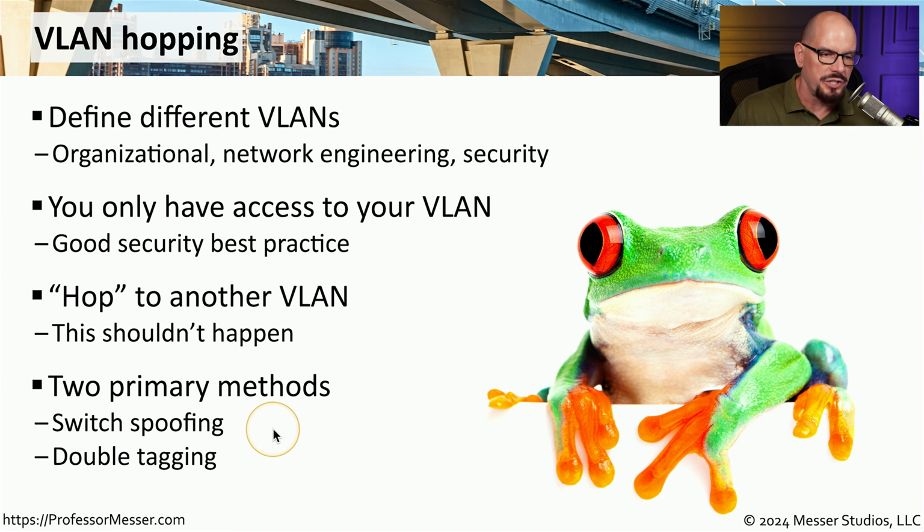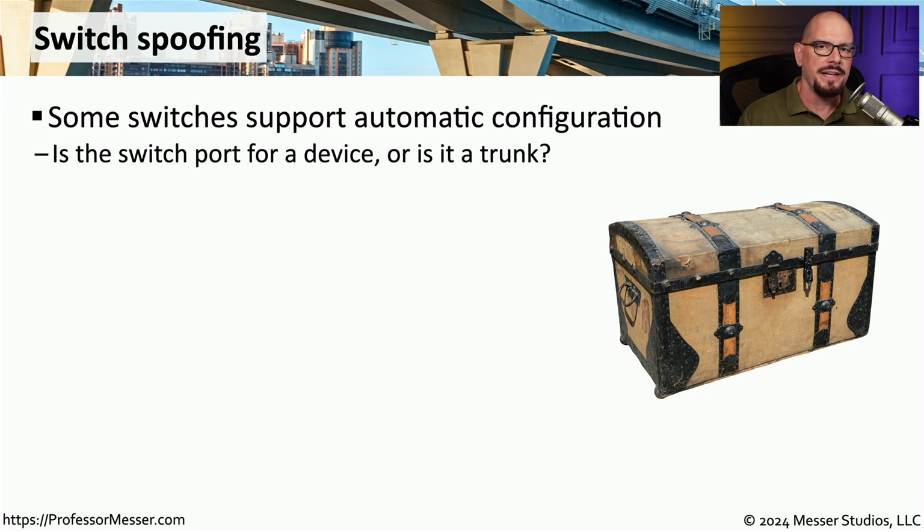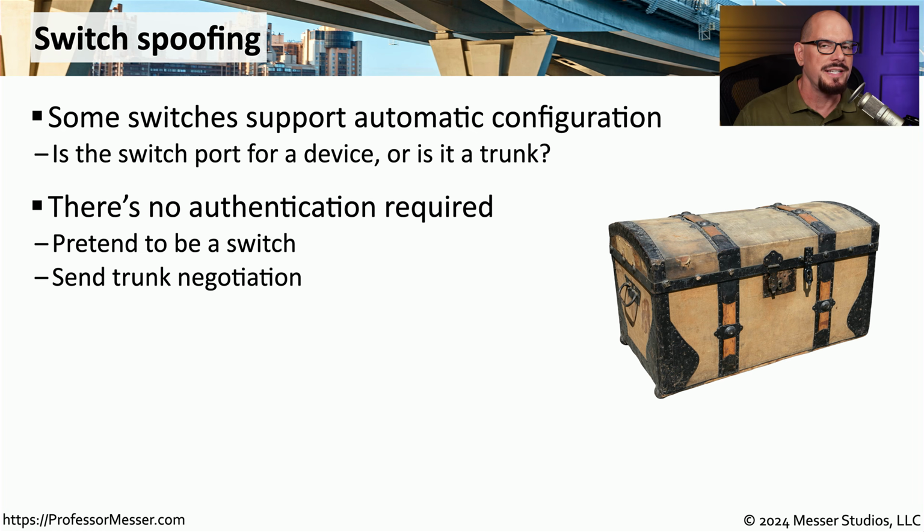One of them is switch spoofing, and the other one is double tagging. Switch spoofing takes advantage of a configuration on your switch that auto-configures an interface to be either an interface for a device or an interface for another switch. When you connect a device to a switch, the switch will automatically determine what's on the other side. And if the switch determines that it's connected to another switch, it could configure a trunked connection between those two interfaces. This is the real key to hopping from one VLAN to another, is pretending that you are a switch and being able to move to whatever VLAN you would like through that trunk.